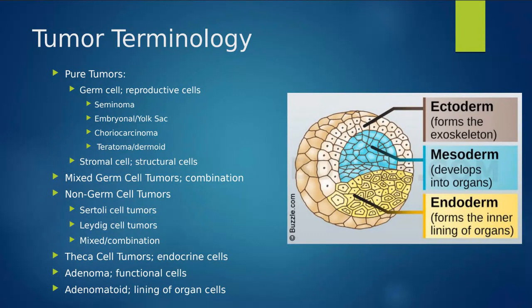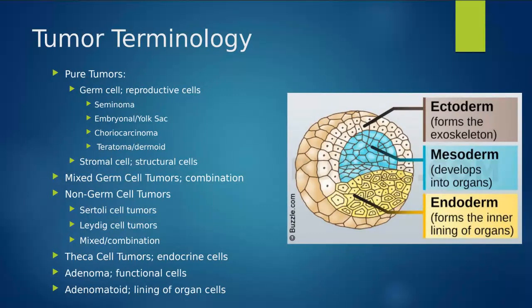Now, another form of a pure tumor is going to be a stromal cell tumor. So any tumor that is made up of structural cells. So a little bit different than the ectoderm. These are not ectoderm cells. These are going to be stromal cells. This is all on a very primitive biology level. We don't need to get too far into it. I just want you guys to have a good understanding of how these cells are all forming and how they are categorized when we see these tumors.